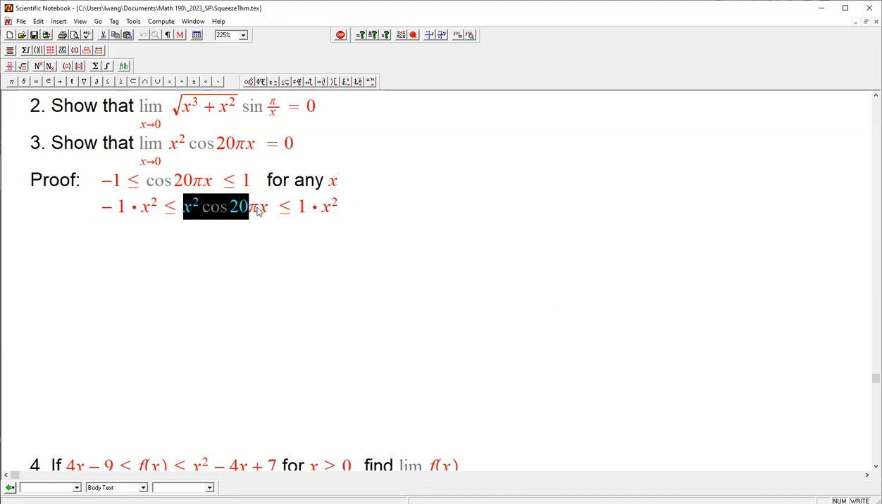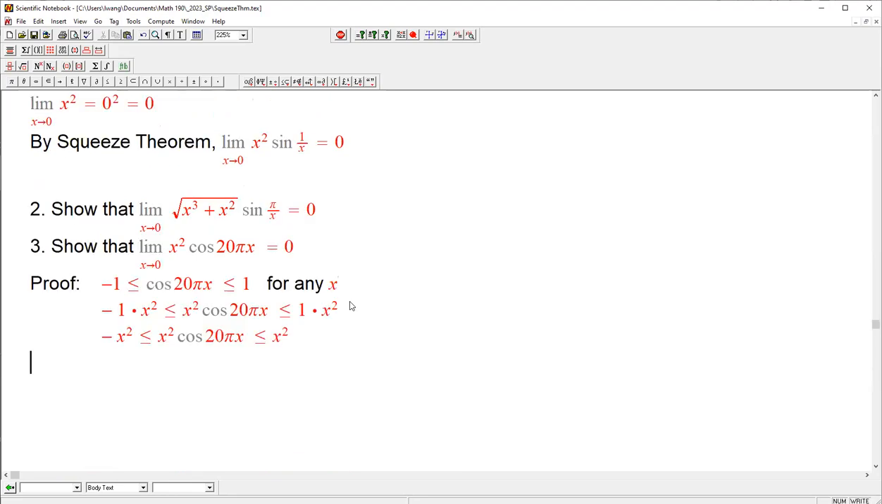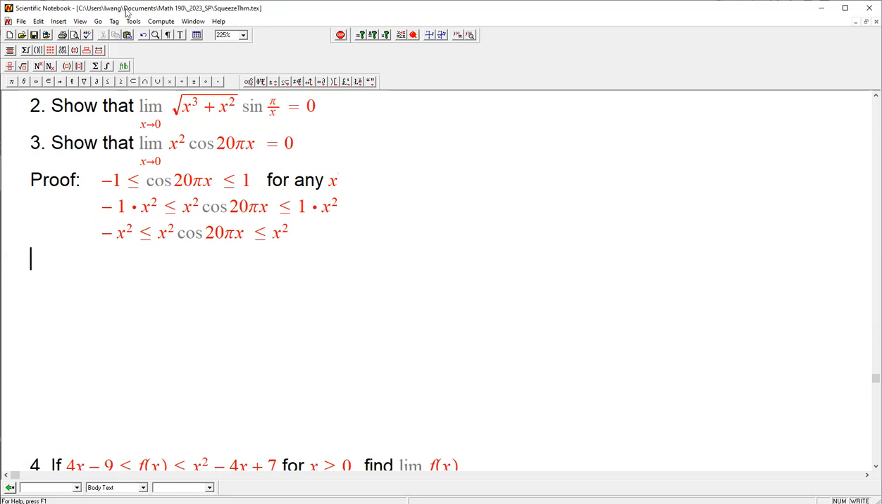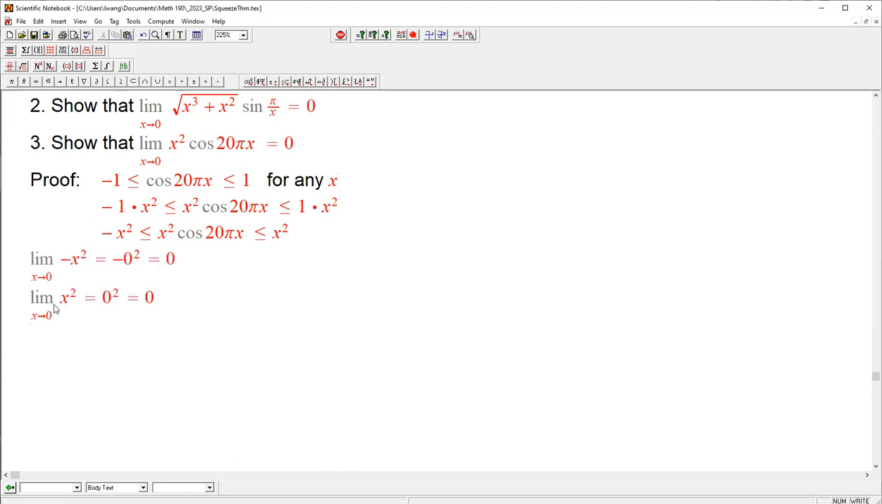Okay, so once again, x squared times cosine 20 pi x is squeezed in between negative x squared and the positive x squared. So we can apply Squeeze theorem one more time. That limit, we have done it here, so we're going to cite that limit here. As a result, by Squeeze theorem, the limit of this function is 0.